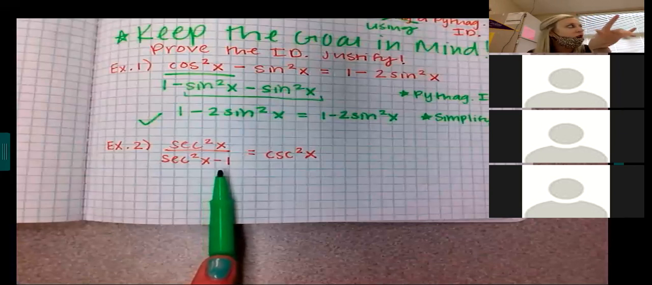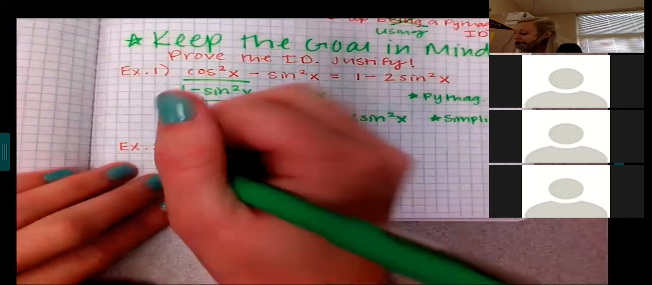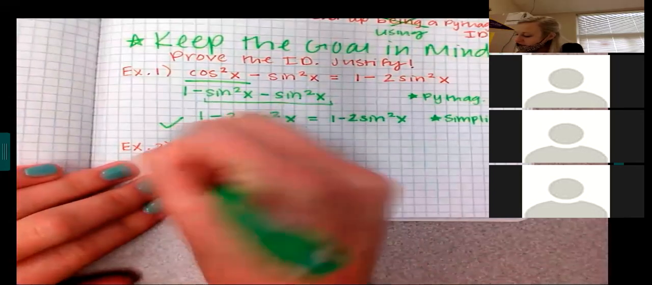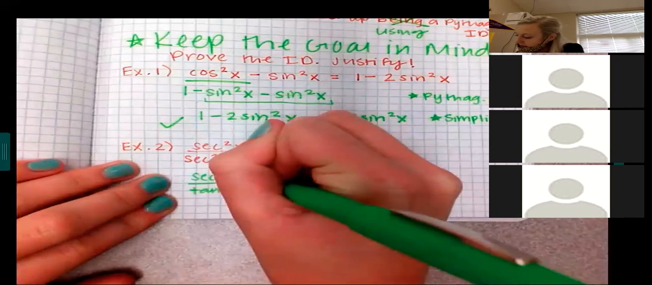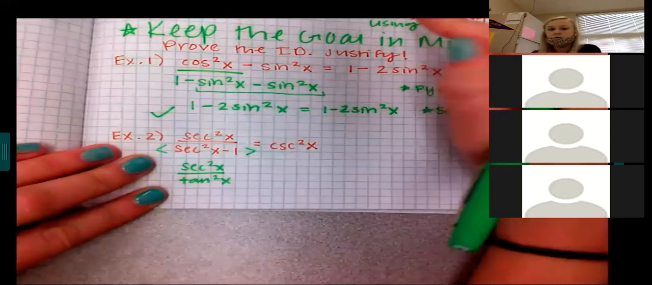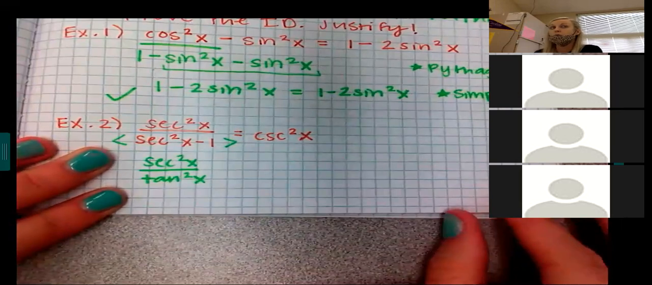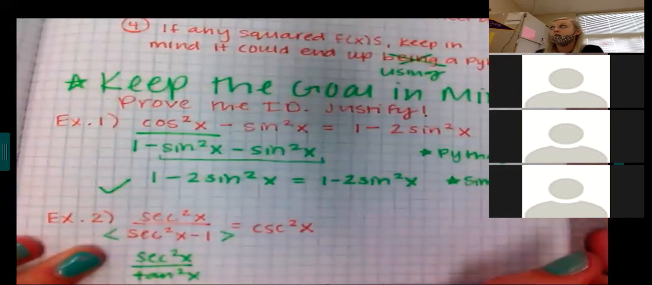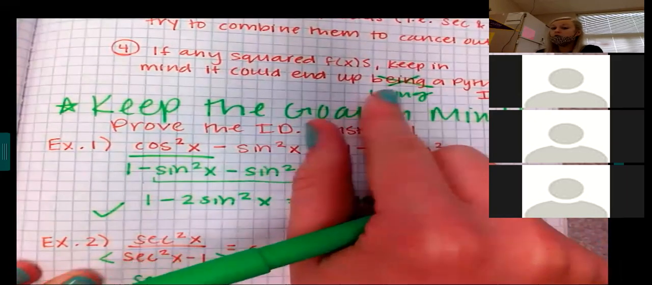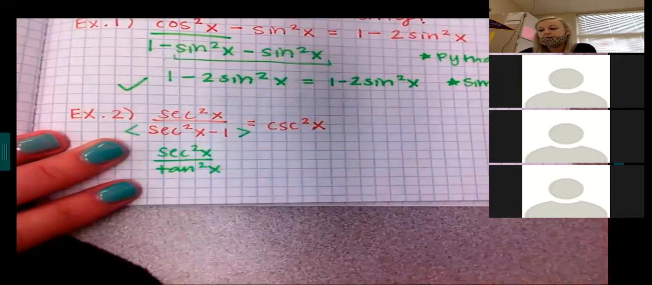Good. These boogers are thinking. Natalie, I'm so proud of you. Natalie said secant squared minus 1, okay, I'm going to write that down: secant squared x over tangent squared x. This is a Pythagorean identity. So again, the trick I wrote down: if anything's squared, you could be using a Pythagorean identity. Off the bat, we can rewrite that. Good job, Nat.